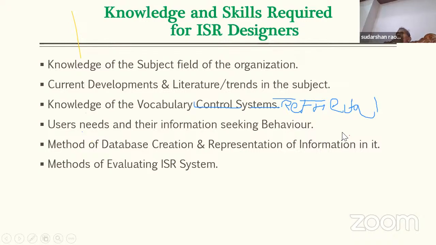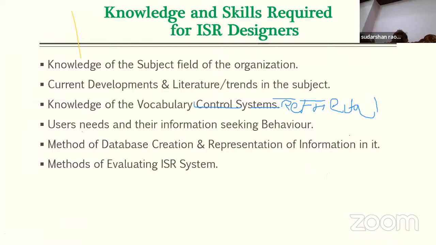How do they come to your library? How do they approach, and what kind of information will they be asking? You should have that knowledge, so that your indexing will be based on what kind of terms people use when asking for information. You can index so that people will benefit. Then, of course, the method of database creation and representation of information. So you should have knowledge of how to create a database, and how in the database you can represent the items.